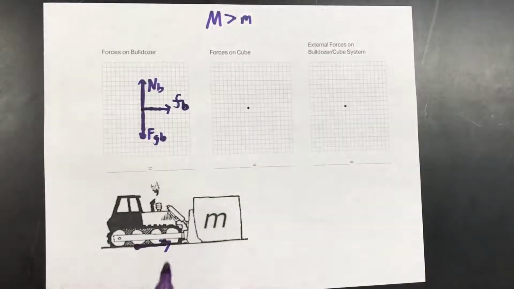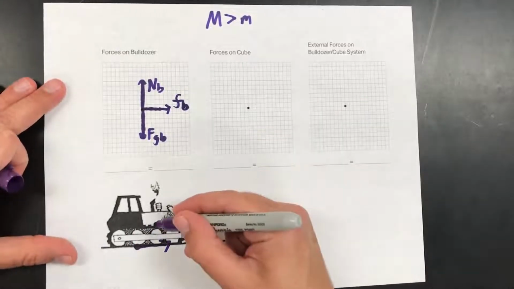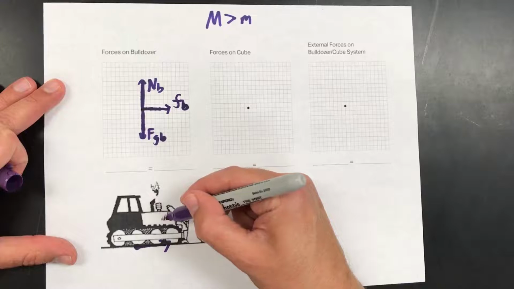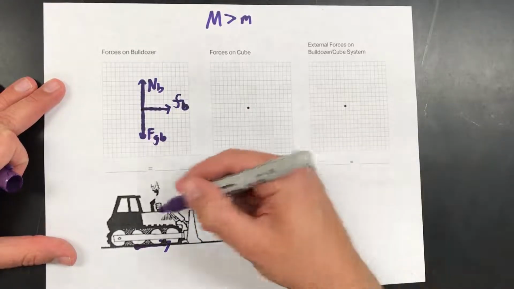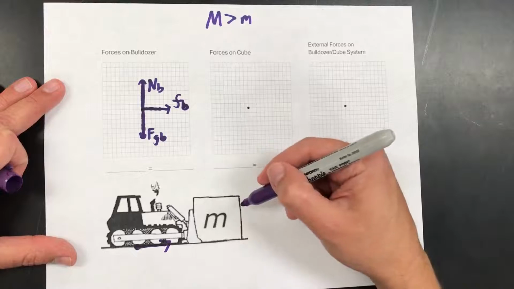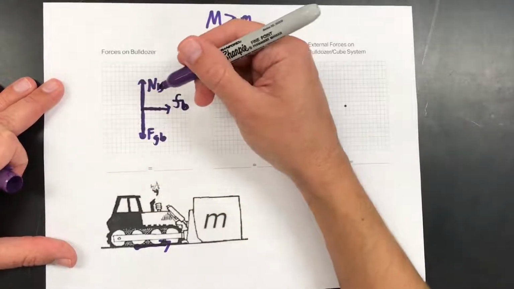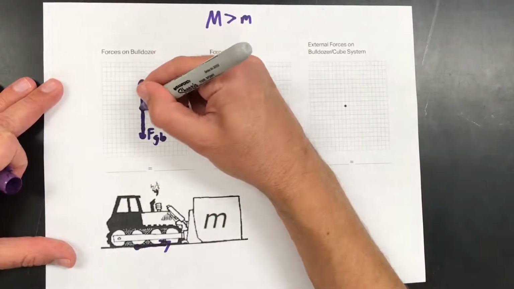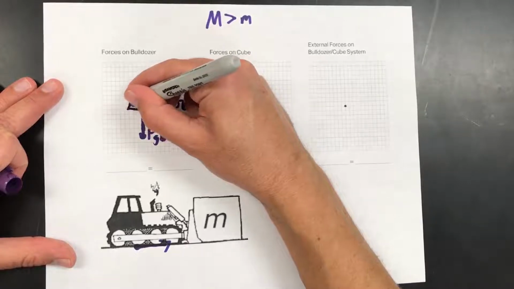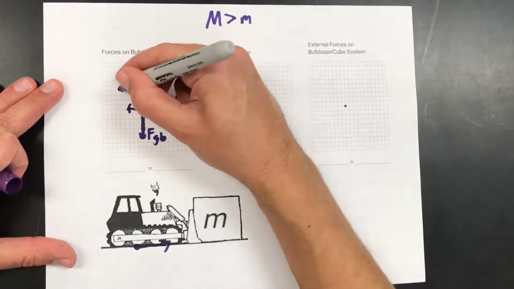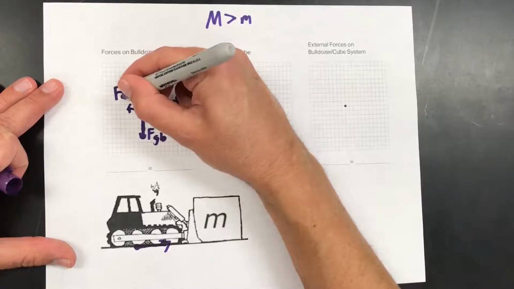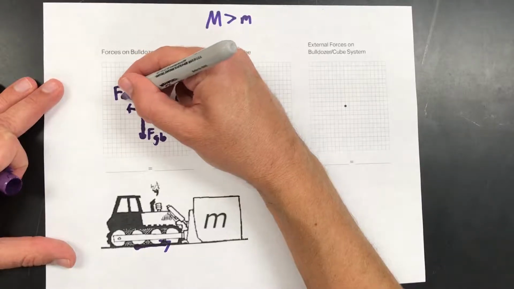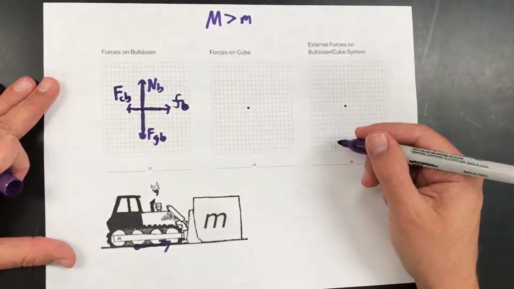Now, you may not realize this one at first, but we know later when we go to do the cube that the bulldozer pushes to the right on the cube. And therefore, according to Newton's third law, bulldozer pushes right on cube, cube pushes left on bulldozer. So let me draw that one. 1, 2, 3. Now, again, how many I draw back is arbitrary. I'm going to call this the force by the cube on the bulldozer there.